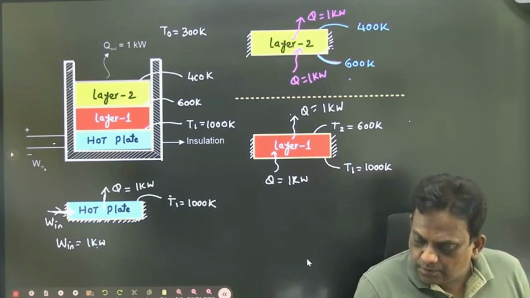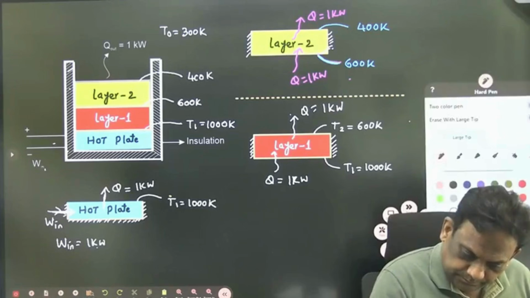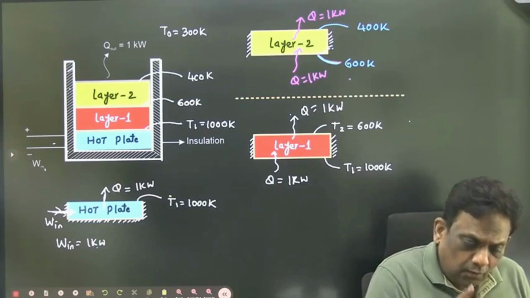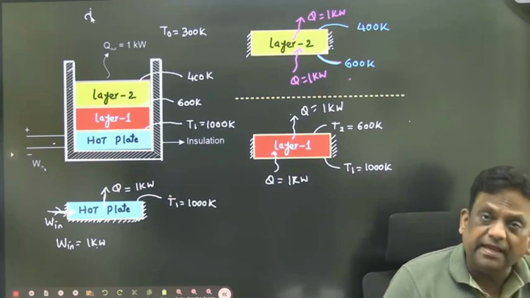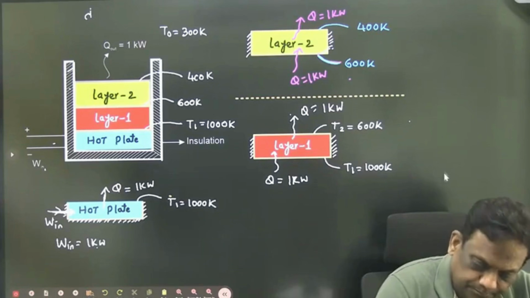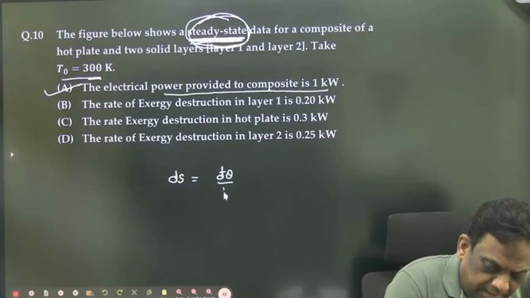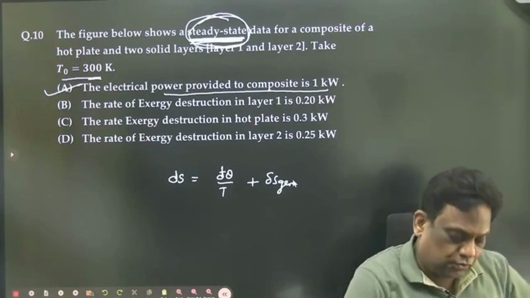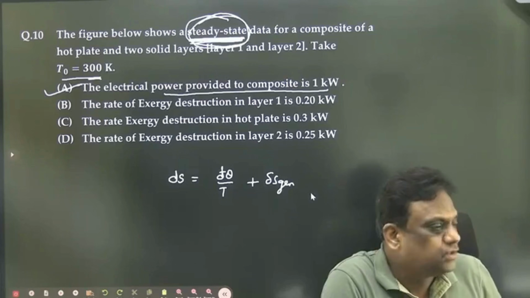My dear friends, look, one second. I know one equation. If there is no mass transfer, I had an equation. Look here: ds equals d dash Q by T plus del S generation. If there is a mass transfer also, we'll write that here too. We will see that also, sir, don't worry. No, it is a closed system.